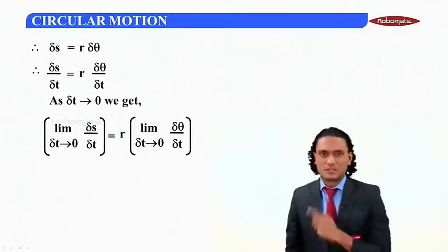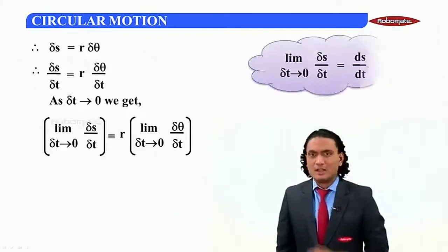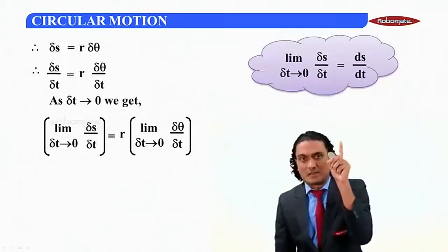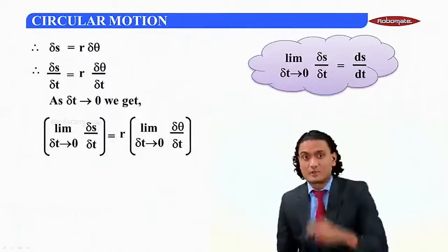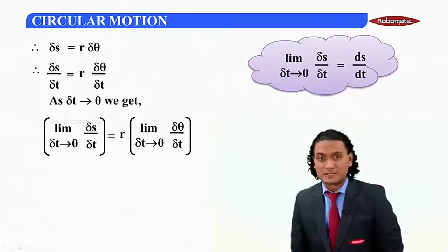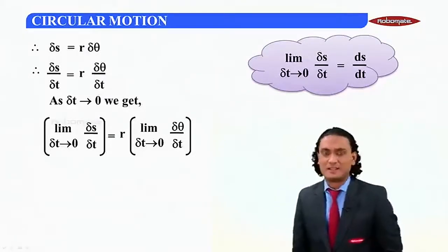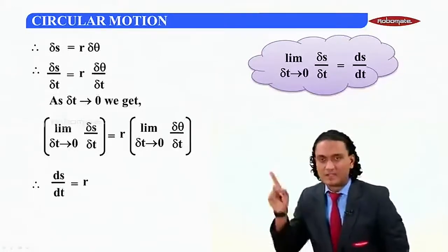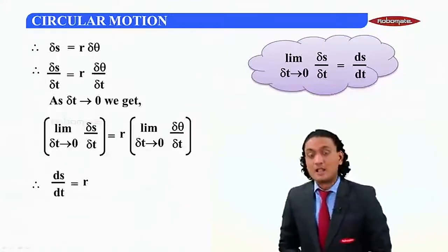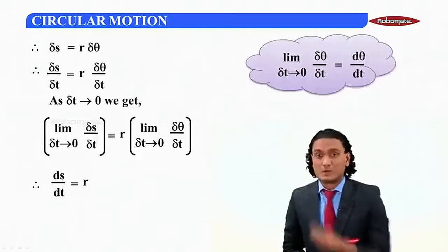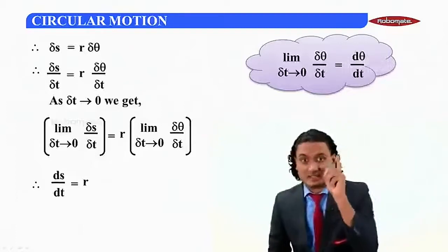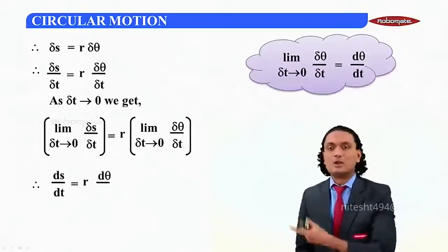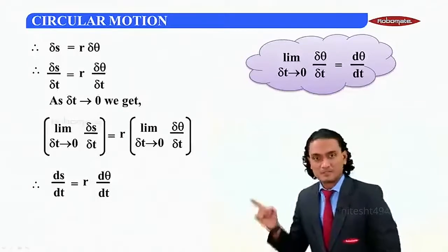Now students, what can we do? Limit delta t tends to 0, delta S upon delta t is nothing but ds by dt. You have studied this in your 11th standard projectile motion chapter. It is written as ds by dt. Again, limit delta t tends to 0, delta theta upon delta t is d theta by dt. So then this will become ds by dt is equal to R into d theta by dt. Is this clear till now?